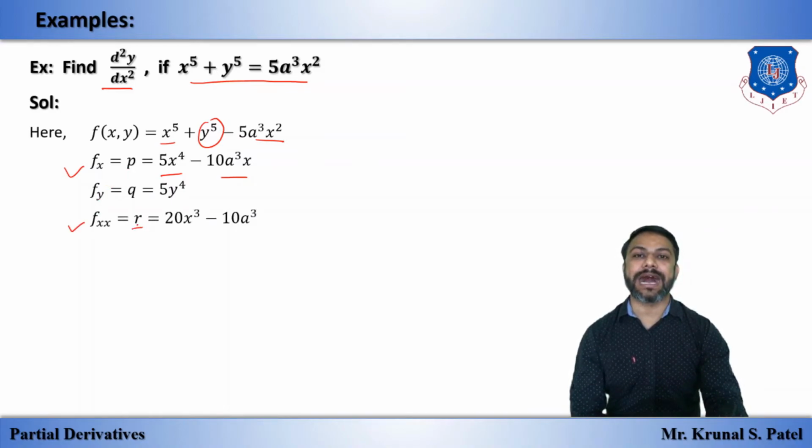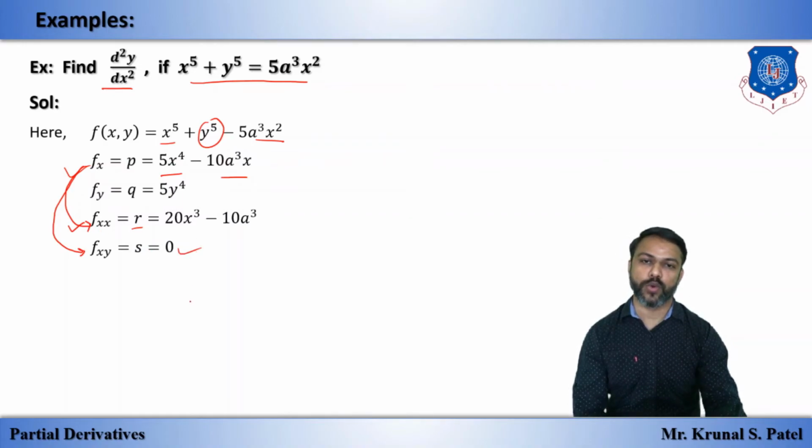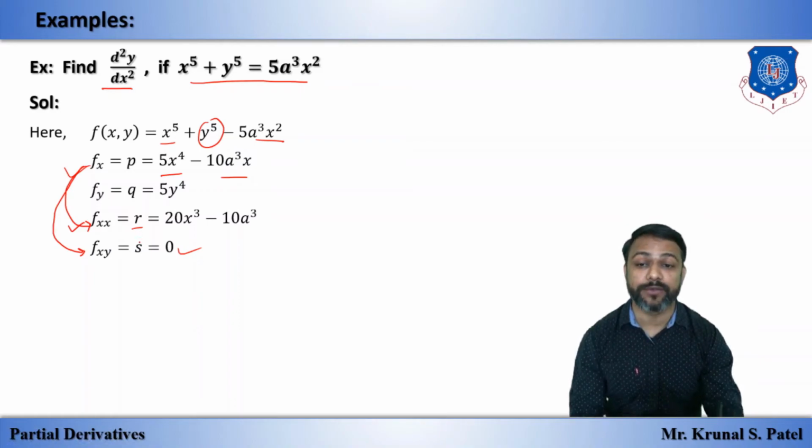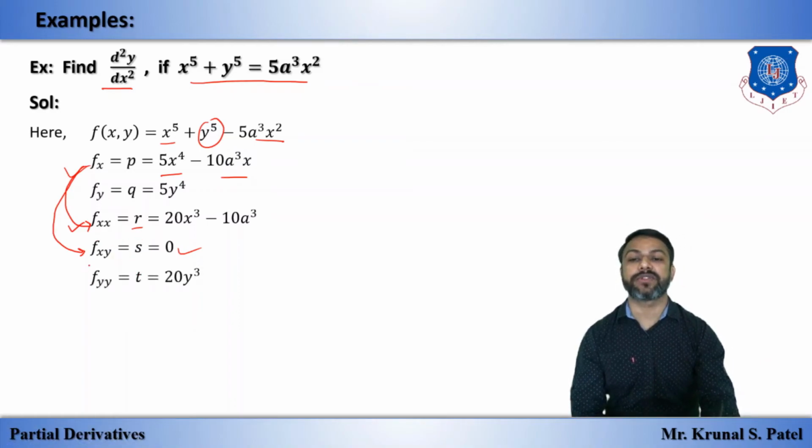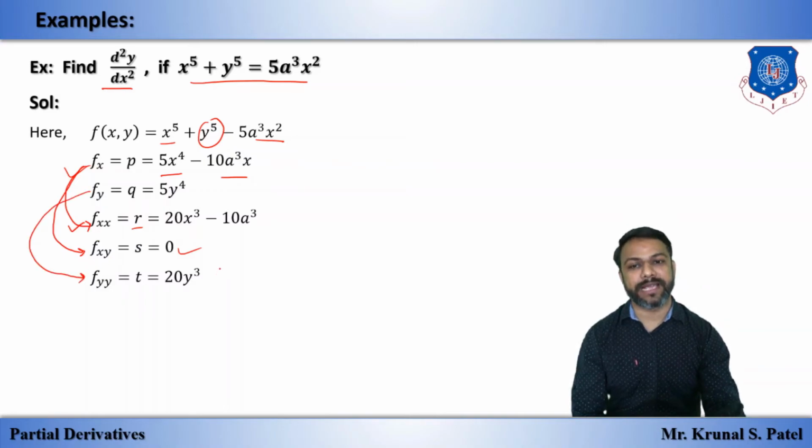fxx, that means r, that means differentiation of this p with respect to x again. s, that means differentiation of this p with respect to y, and in this there is no y, so the differentiation is 0 because it is a partial derivative. And t, that means differentiation of this q with respect to y again. So we have all the 5 values.